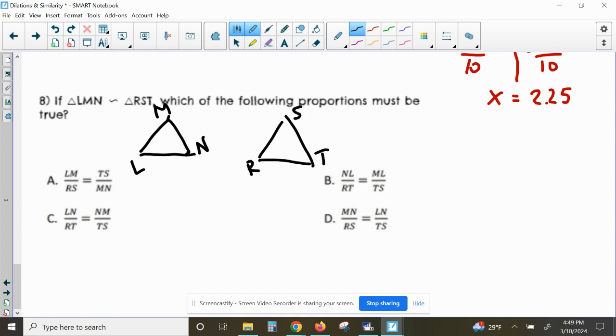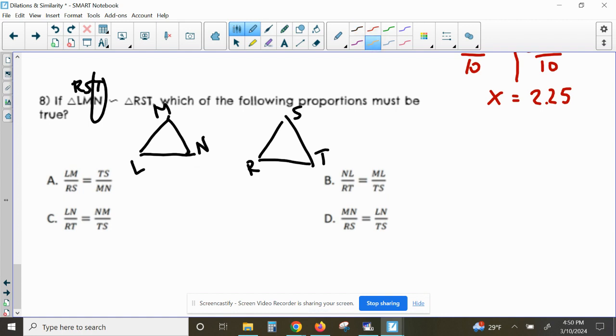And remember, you could stack these up on top of each other and make sure that they match. Is the N and the T in the same spot? N and the T in the same spot. Is the R and the L in the same spot? So I'm good. Okay, now I'm going to go check these. Remember, lots of proportions will be true. Lots of them will be true. What you have to do is make sure that they went in the exact same order so corresponding parts match.